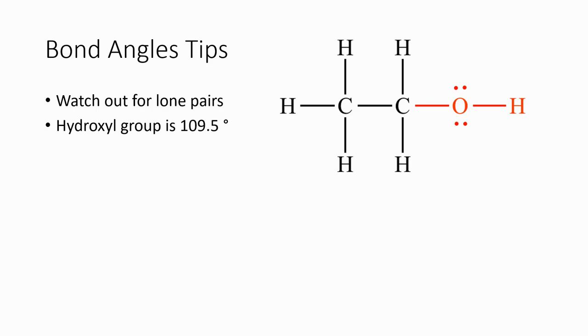So that's one of the ALEKS topics. You have to look at the molecule and decide the bond angles. And we're going to talk about, sometimes we don't always draw the lone pairs. So even if the lone pairs are not shown on the oxygen, they're still there. They're still affecting the shape of the molecule. So watch out for those.